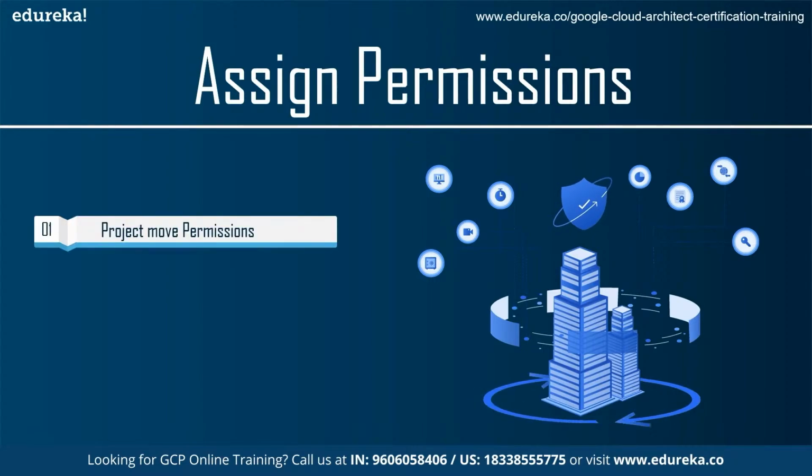On the project resource that you want to move and its parent resource, you need the project mover role, or another role that includes the following permissions, for the V1 Resource Manager API. The permission required for the resource you are moving is resourcemanager.projects.update. And the permission required for the parent resource will be resourcemanager.projects.move.